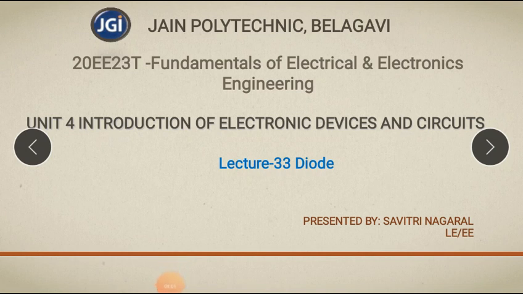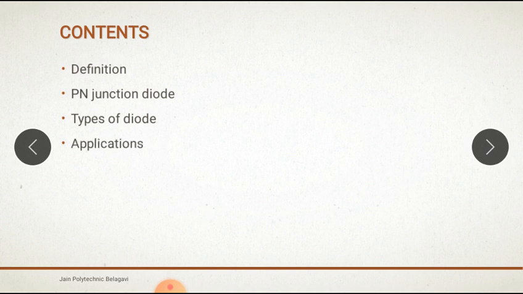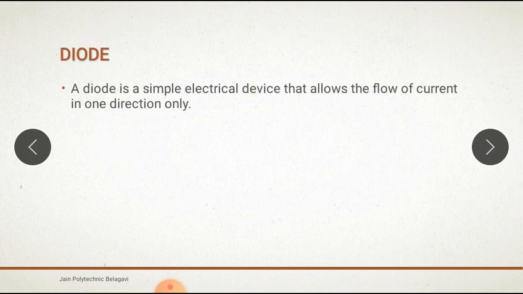Hello students, in this lecture we'll study diode: contents, definition, PN junction diode, types of diode and applications of diode. First we'll know what is meant by diode. A diode is a simple electrical device that allows the flow of current in one direction only.